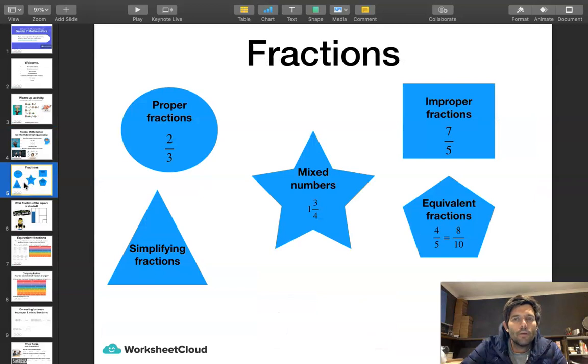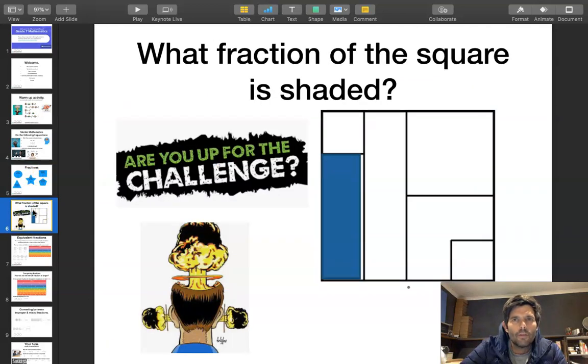Okay, so today we're going to look at fractions. There are a couple of different types of fractions. So we have proper fractions, improper fractions, where the numerator is bigger than the denominator. We have mixed numbers, which is a whole number and a fraction together, such as 1 3/4. And then equivalent fractions, which are fractions that look different, but are actually equal to the same amount. Okay, so that's just a bit of a recap from previous years that you should know already in grade 7.